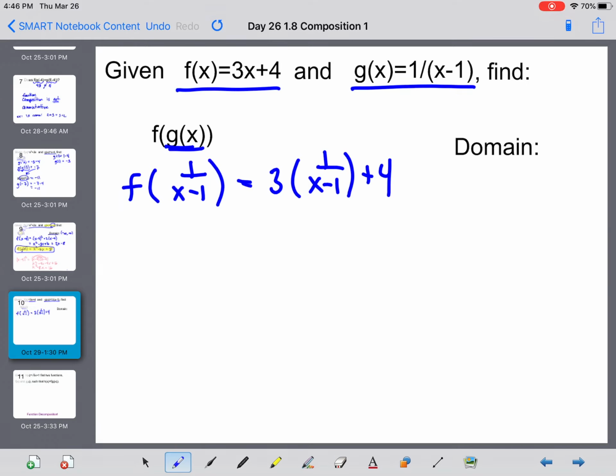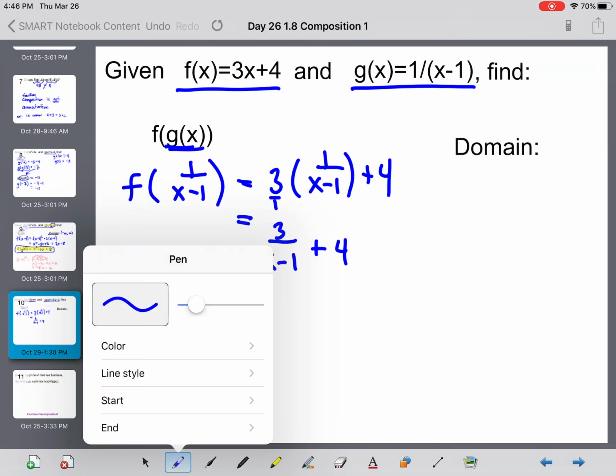So it looks like it's getting plugged in one spot. We have some fraction multiplication here. If you want to make the 3 look like a fraction, that's 3 over 1. And then you can multiply your numerators together. So 3 over x minus 1 plus 4 is one way that you could write it.